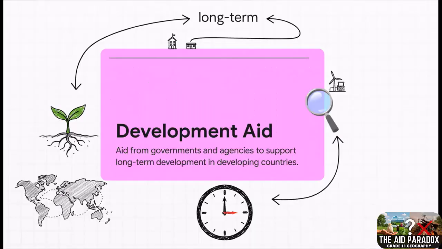Right, here's the official definition. Now, if there's one thing I want you to pull from this, it's that phrase, long-term, okay? This isn't about dropping off supplies after an earthquake and then leaving. No. Development aid is the marathon, not the sprint. It's meant to build the foundations, the roads, the schools, the systems that a country needs to stand on its own feet for years to come.